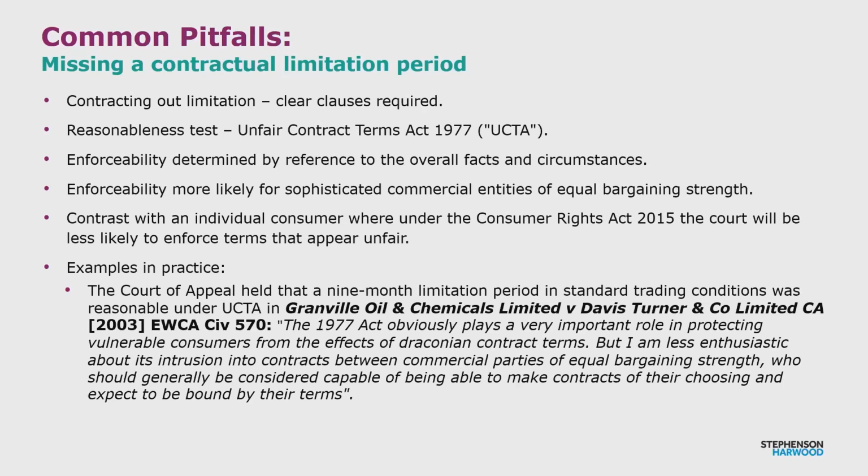So one trap for claimants is shortened limitation periods, which could be lurking somewhere in the contract, because it is possible for the parties to contract out of the limitation regime or to agree different limitation periods, as long as clear wording, really clear wording is used. That's because those clauses are going to be subject to the reasonableness test in the Unfair Contract Terms Act, or UCTA. And enforceability under the reasonableness test in UCTA involves looking at the overall facts and circumstances to decide on whether these clauses are reasonable.